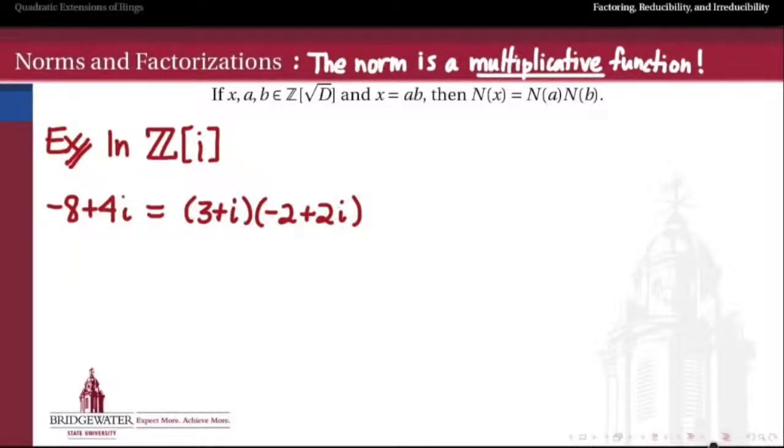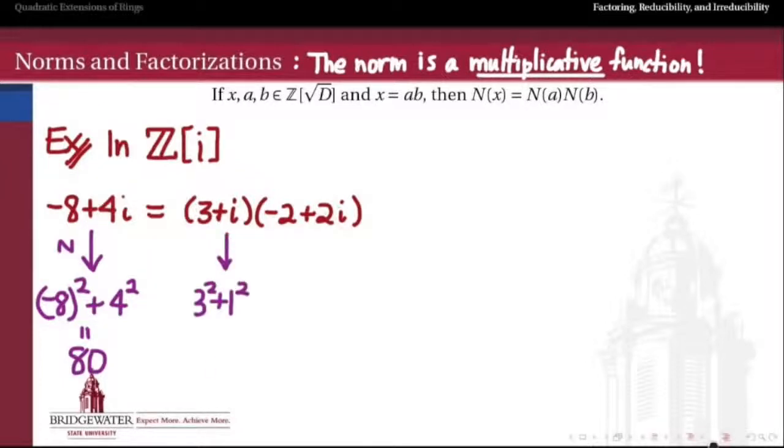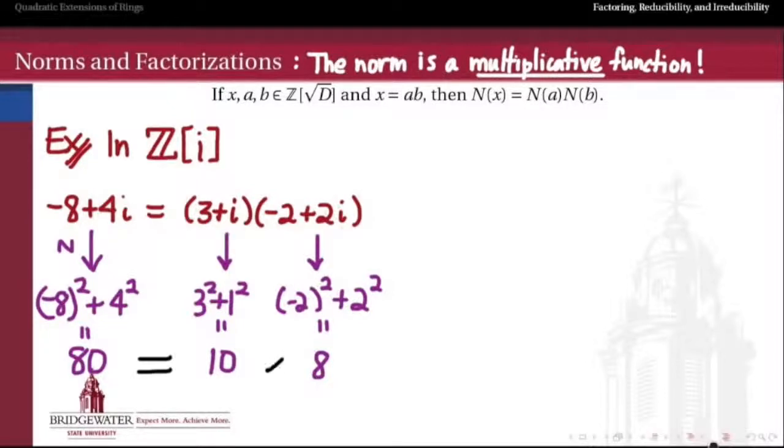And if we take the norms of these three elements we've written down here, the norm in the Gaussian integers of -8 + 4i is the product of -8 + 4i with its conjugate, which is 80. Meanwhile, the norm of 3 + i is 3² + 1² = 10. The norm of -2 + 2i is 8. And sure enough, 80 is equal to 10 times 8. So there's an illustration of this multiplicativity of the norm in the particular example of the Gaussian integers.